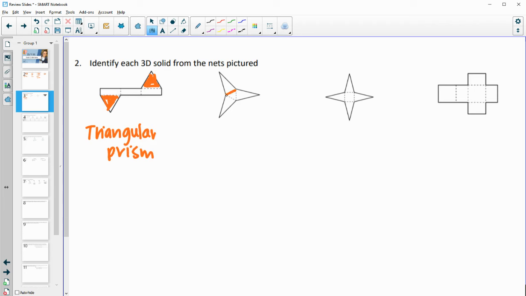Where this next one has this kind of middle triangle here, and then all of these sides will fold up to one point. So they don't go up to another base. There's just the one base and they fold up to a point. So this one is a triangular pyramid.